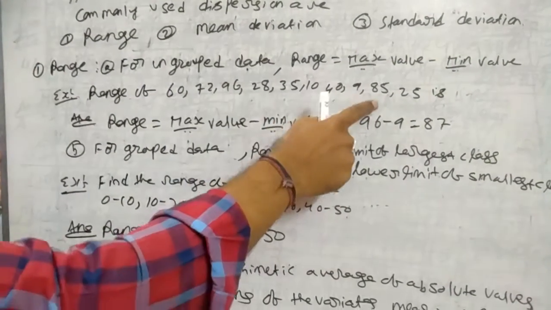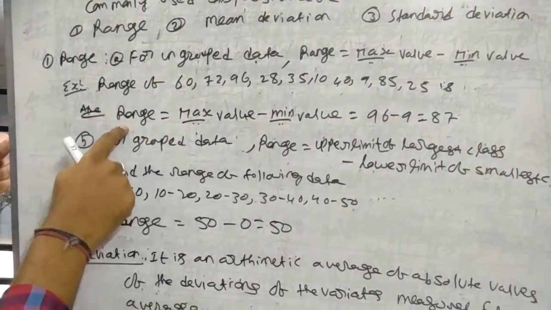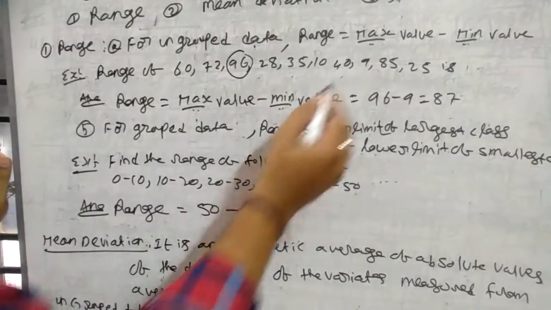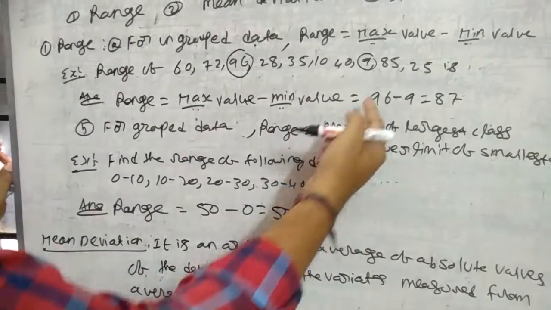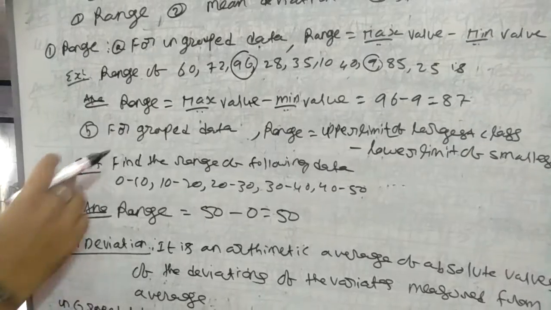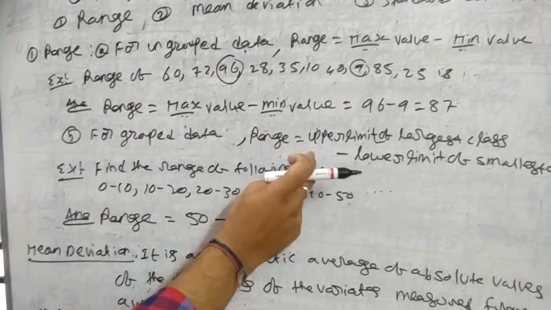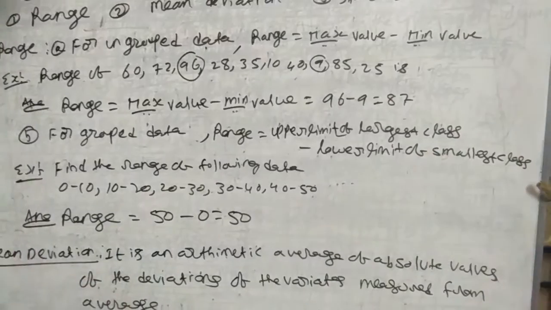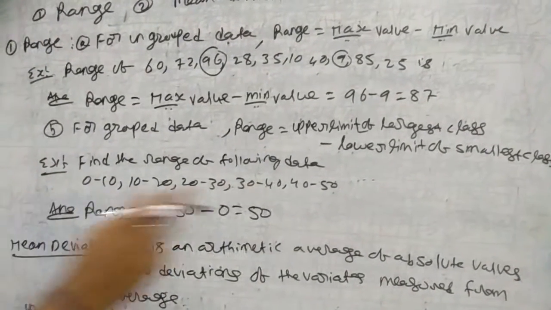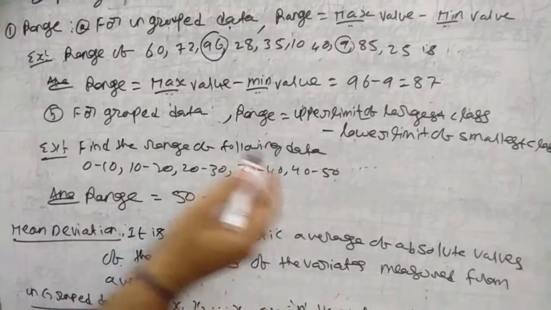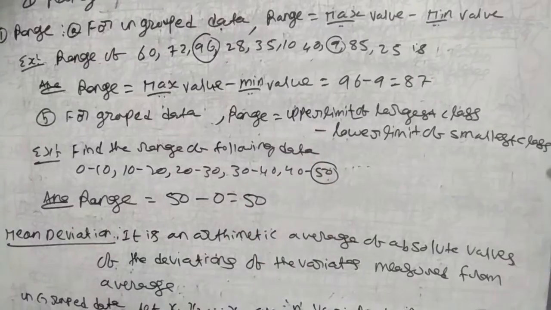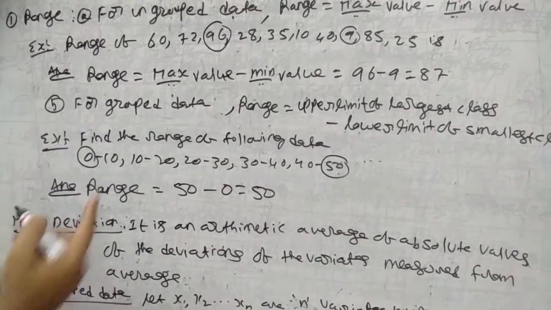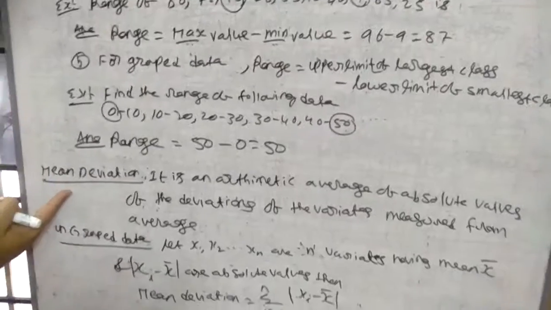As an example, I have given here a few numbers for this range. Maximum value is 96 and minimum value is 9. 96 minus 9 equal to 87. And for grouped data, range is equal to upper limit of the largest class minus lower limit of the smallest class. As an example, I have given the class intervals. Upper limit of the largest class is 50 and the lower limit of the smallest class is 0. 50 minus 0 is 50.